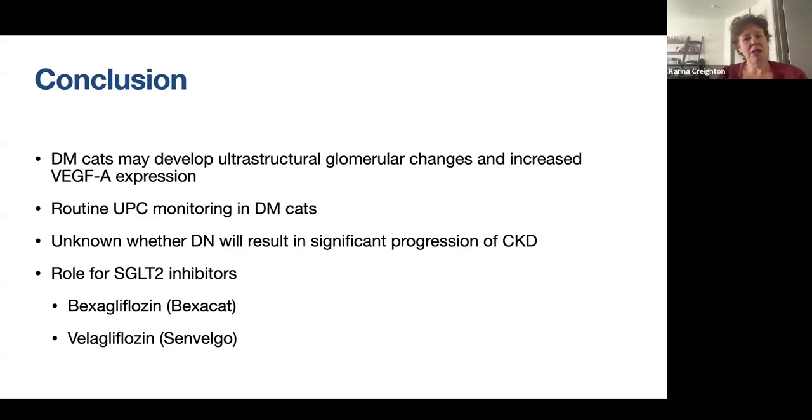It's unknown whether diabetic nephropathy, so these early subclinical changes, will ultimately result in significant progression of CKD. Whether that's because it's not going to progress in the same way as it does in people, or cats just don't live as long with their diabetes and therefore don't have time to develop a significant CKD.